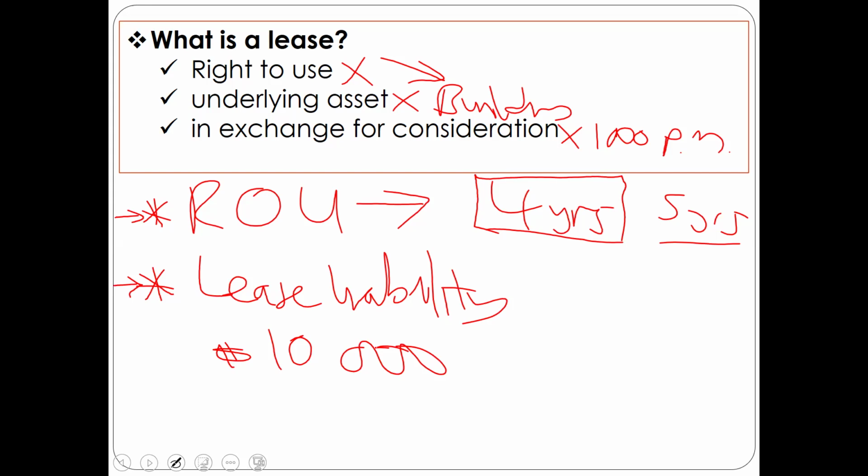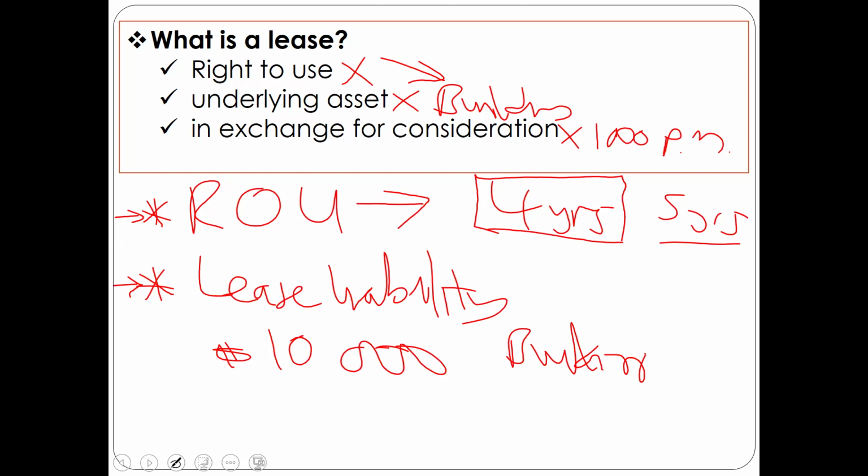So we are basically saying we are recognizing this asset at $10,000, but we are not going to say buildings, because literally you don't own the building yet. But what you have is the right to use that building over the next 4 years. So in our statement of financial position under non-current assets, we are going to recognize an asset. We are going to call it right of use asset.